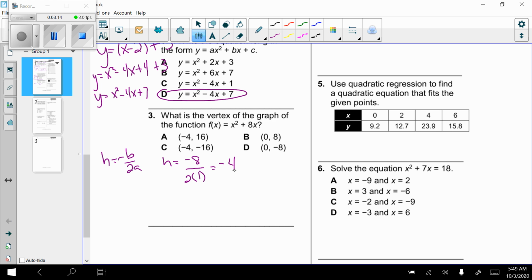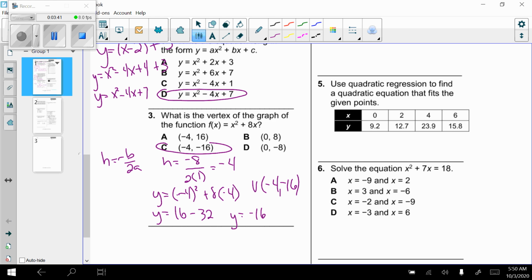So now to find the y value, I simply plug -4 into my equation. So y equals (-4) squared plus 8 times -4. So (-4) squared is 16. 8 times -4 is minus 32. So 16 minus 32, y is -16. So my vertex is (-4, -16). C.